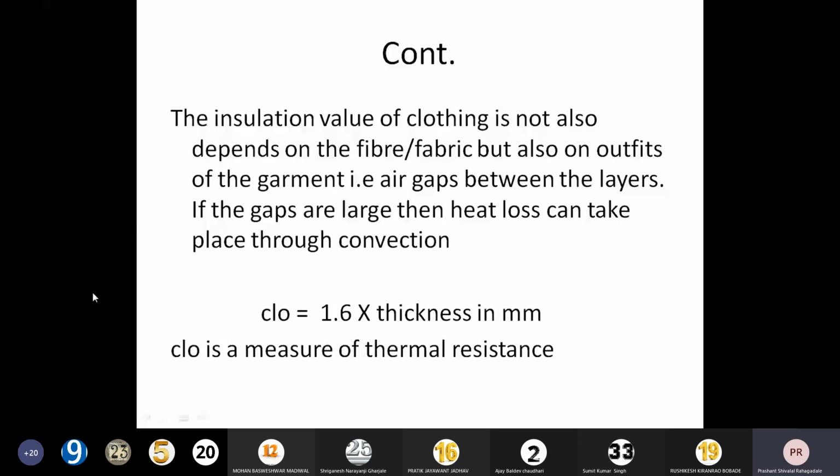Now as I told you, the thermal conductivity and thermal resistance हम बात करते हैं। So how can we measure the thermal resistance? There is a term called flow value. This flow value is used to measure the thermal resistance. And how is it measured? It is equal to 1.6 into the thickness of your fabric in mm. So from this we can find out the flow value.